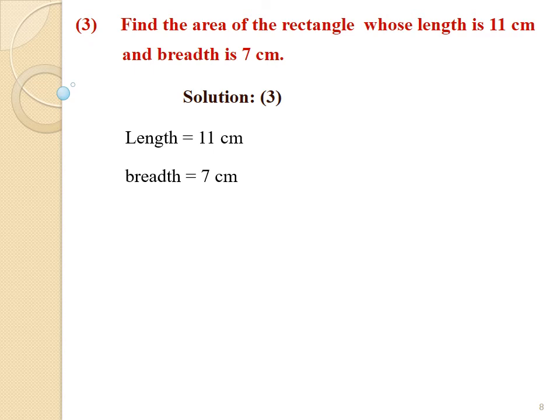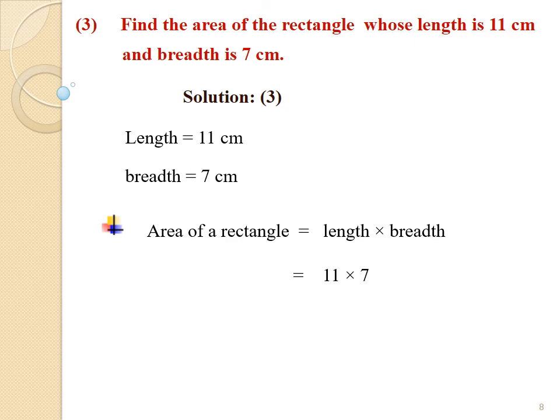Thus, area of a rectangle equals length multiplied by breadth. Students, now let us multiply the given length 11 centimeters by the given breadth 7 centimeters. Thus, multiplying 11 by 7, we get 77 square centimeters. Thus, area of a rectangle is 77 square centimeters.